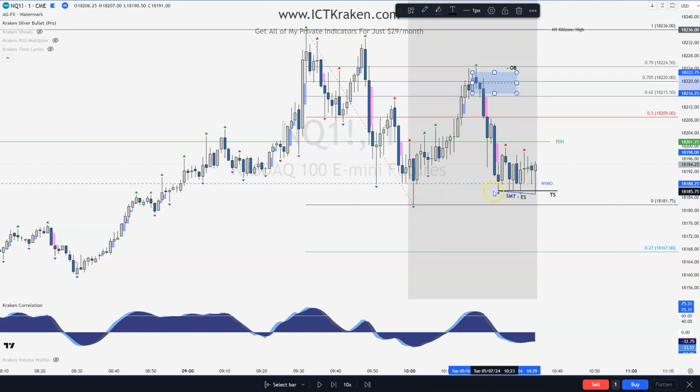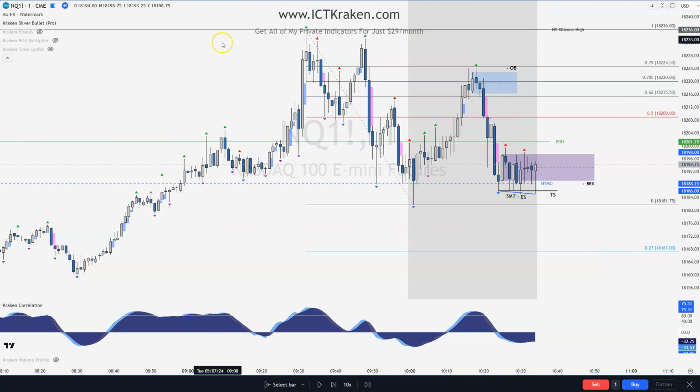It's not taking this low. It failed 4 times here. The bodies are respecting New York midnight open, and this wick just came down and wiped this liquidity out right below here. So now, if it comes up, making this an inversion right here, this right here would be my breaker block.